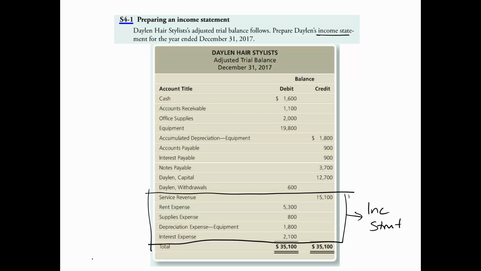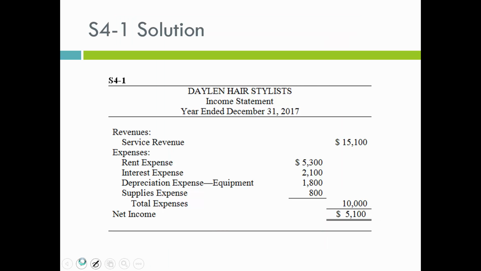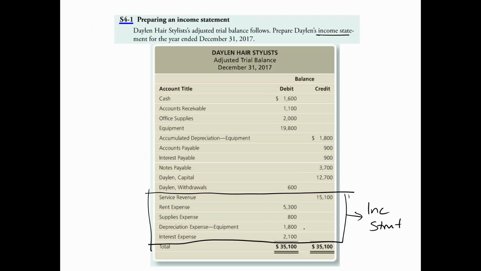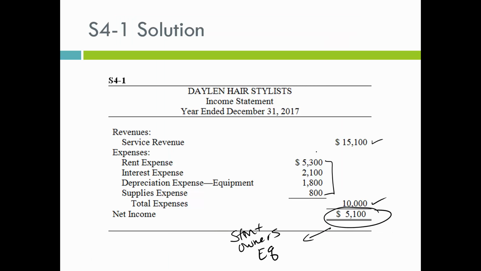So all I'm doing is copying these same balances over and making it pretty. Here's my total revenue. Here's my total expenses right here, the sum of these four expenses. Revenue minus expenses equals net income. And I'm going to give that to the owner on the statement of owner's equity. So again, all of these numbers just came straight off the trial balance right here. Just copied these numbers straight over. I list my expenses biggest to smallest.